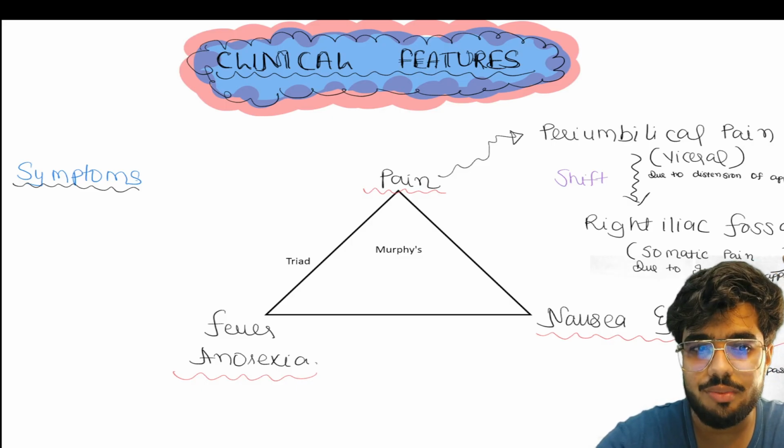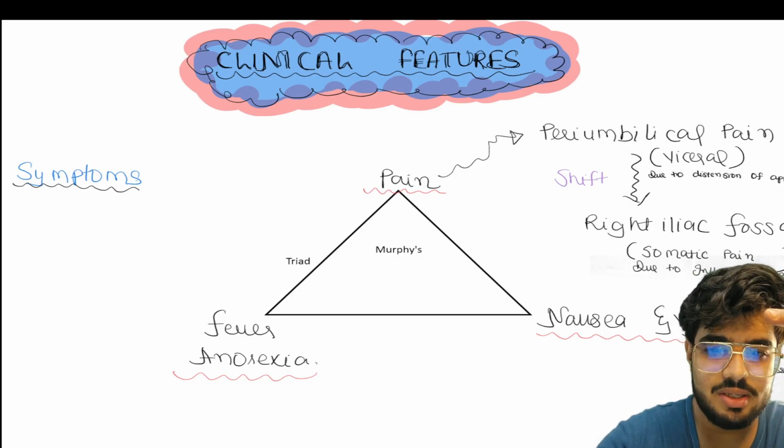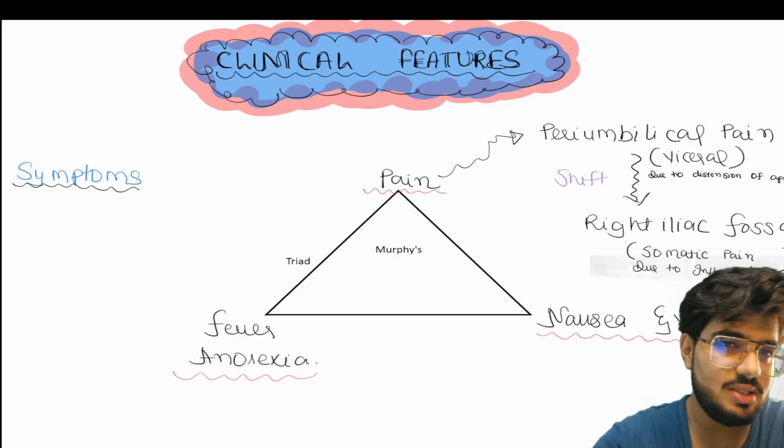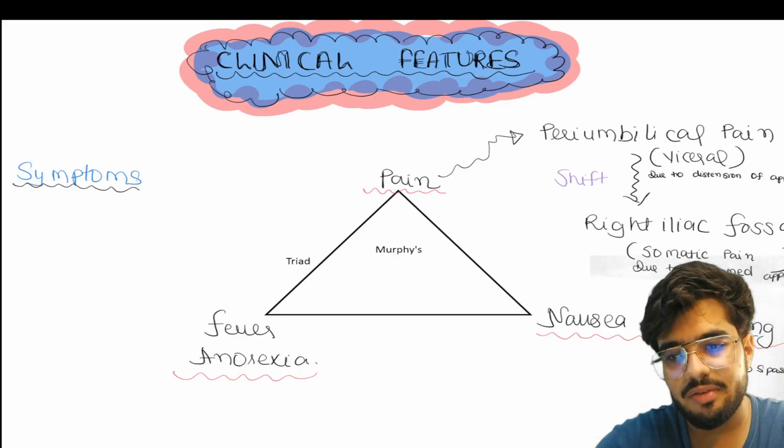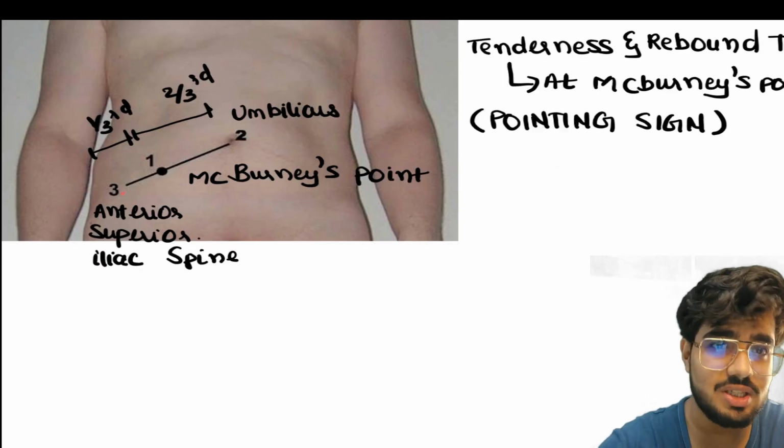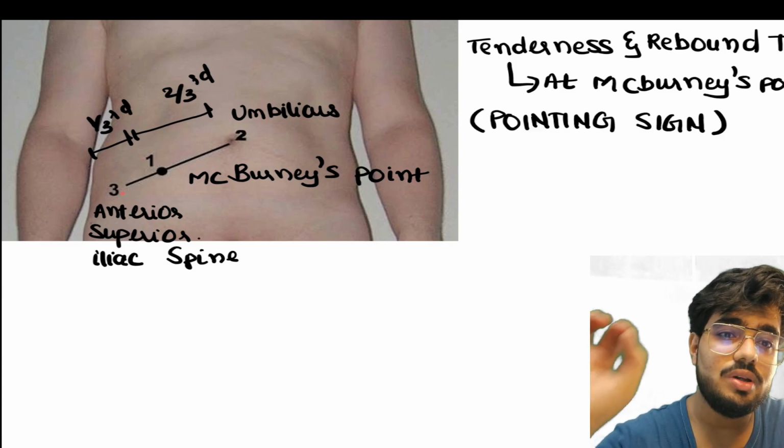Second, there will be nausea and vomiting. Vomiting because of the pylorospasm, and there will be fever. Obviously, it's a bacterial infection, so we're going to have a fever and anorexia. These were the symptoms. Now we're going to learn about the signs.